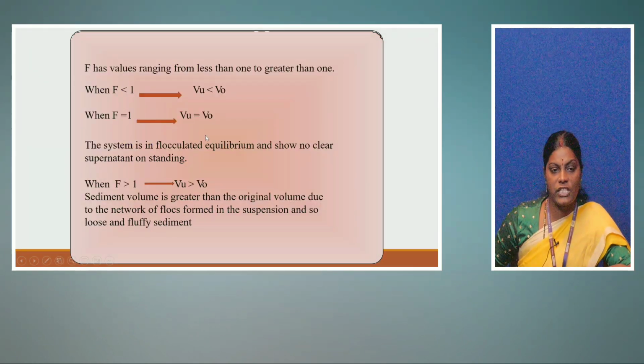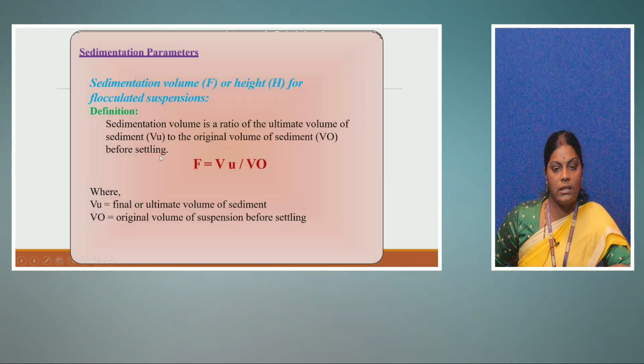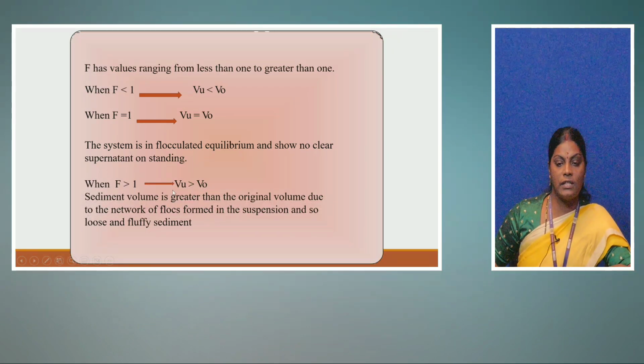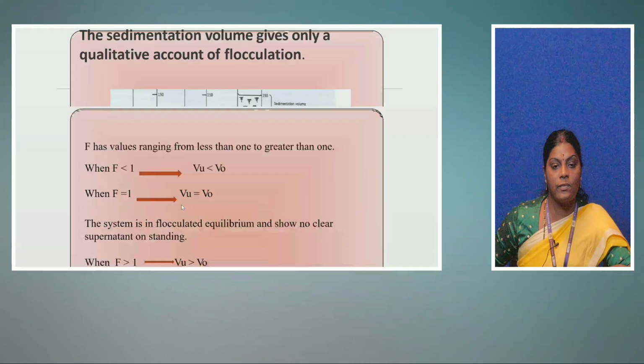Generally F values range from less than 1 to greater than 1. If F is less than 1, Vu is less than V naught. If F is equal to 1, Vu is equal to V naught. The system is in flocculated equilibrium and shows no clear supernatant. When F is greater than 1, Vu is greater than V naught, and the sediment volume is greater than the original volume due to the network of flocs formed in the suspension, so loose and fluffy sediments will be observed.